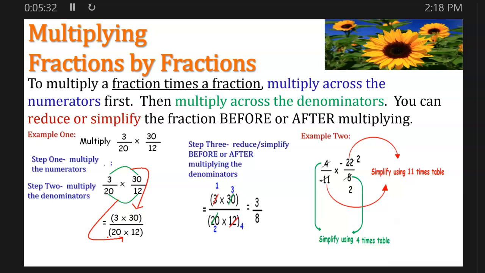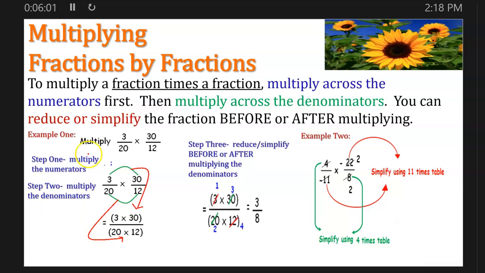your operation. So again, when we add and subtract fractions, we have to have common denominators. But in multiplying and dividing, we don't have to find that common denominator. So that's a huge difference between adding and subtracting and multiplying and dividing fractions. To multiply a fraction times a fraction, multiply across the numerators first, then multiply across the denominators. You can reduce or simplify the fraction before or after multiplying.